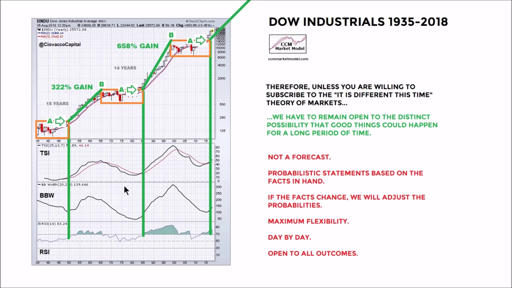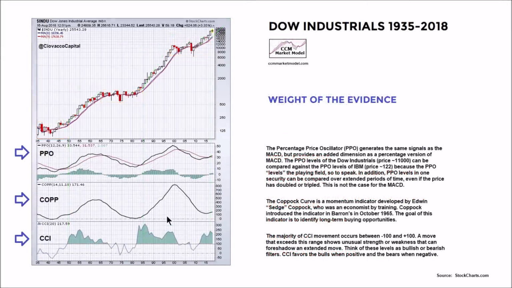And if from a technical perspective you're still not satisfied here, although we have consolidation of bullish breakout, bullish moving average crossover, bullish moving average crossover, bullish moving average crossover, we have the same look for TSI, Bollinger Bandwidth, and RSI. If you're still not convinced technically, we could walk through with PPO, the Köppen curve, and the commodity channel index and draw the exact same conclusions, which speaks to the weight of the evidence.